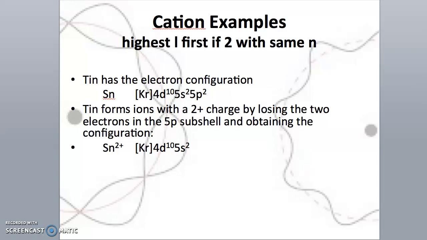What about tin? Tin has s and p orbitals occupied. In this case, we start with the highest L value, so we will remove electrons from the 5p orbital first. It is helpful with cations to write the electron configuration of the neutral atom first, then rearrange the configuration to n order as opposed to fill order. You can see in this example where the 4d came before both of the n equals 5 orbitals.